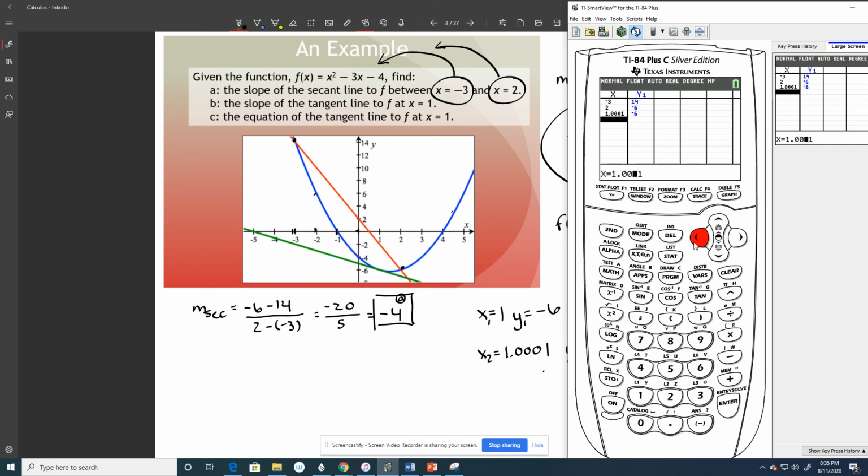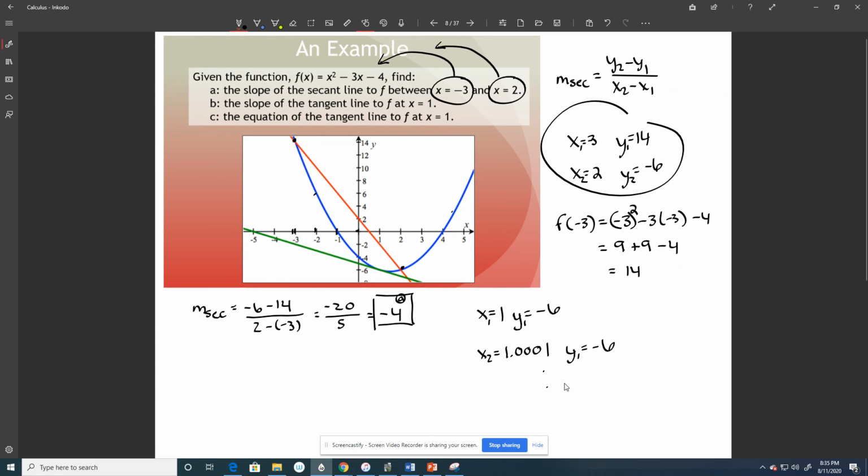Did I do too many zeros again? How about that? There we go. Negative 6.001. So negative 6.001. Okay, so I'm really close on both points.